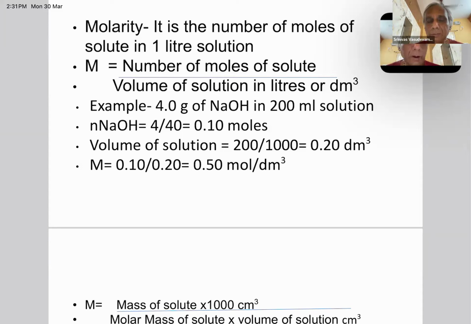Number of moles of NaOH, mass of NaOH divided by molecular mass of NaOH, 4 by 40, 0.10 moles. Volume of solution in decimeter cube or liters, 200 centimeter cube divided by 1000, 0.20 decimeter cube. So molarity is equal to number of moles of sodium hydroxide divided by volume of solution in decimeter cube. So 0.10 divided by 0.20. That is 0.50 mole per decimeter cube.